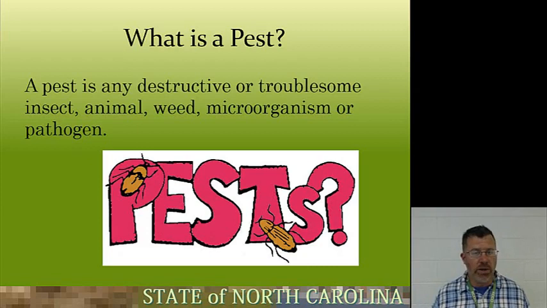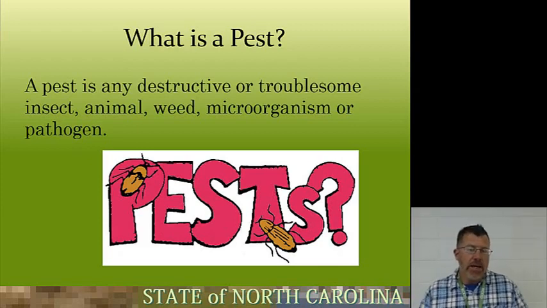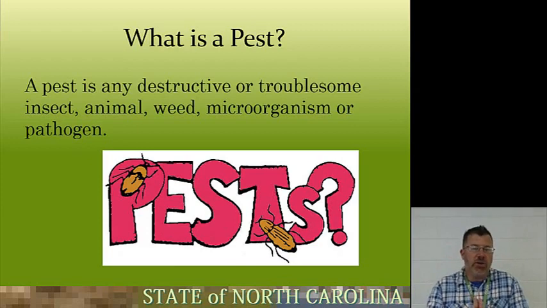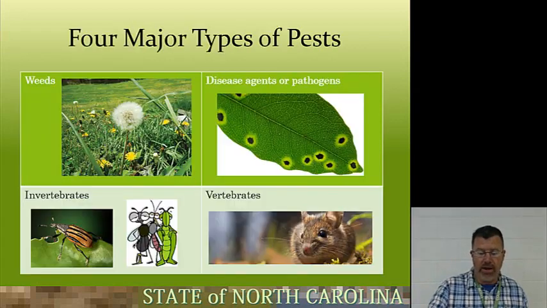People want a weed-free lawn. Next, they want a disease-free lawn. They're going to want you to apply fungicides to get rid of brown patch if it comes up. They're going to want you to apply insecticides to get rid of the invertebrates that may be in your turf grass. So, a pest is anything that's destructive or troublesome, and it can be destructive based on an economic value, aesthetic value, or a medical value.